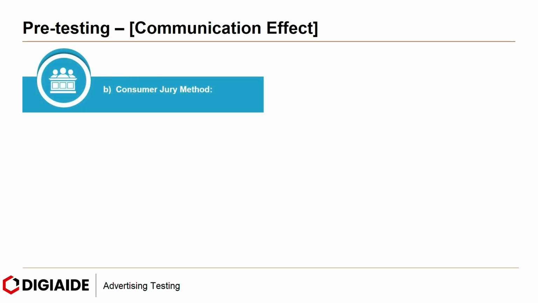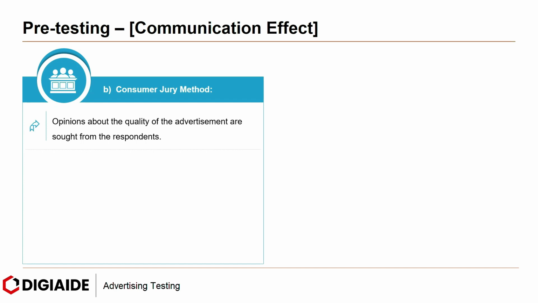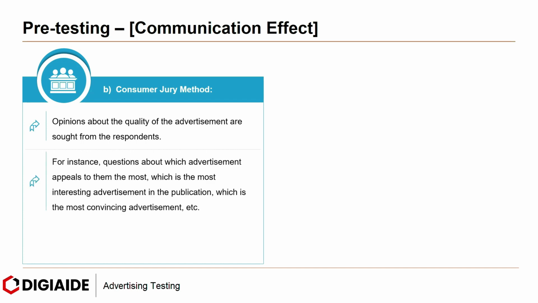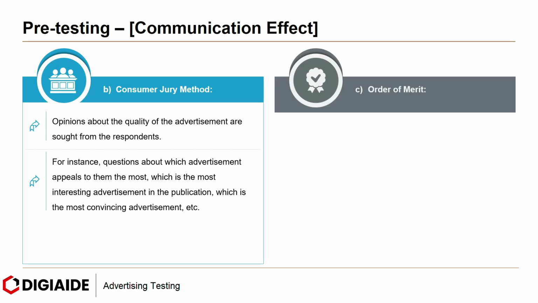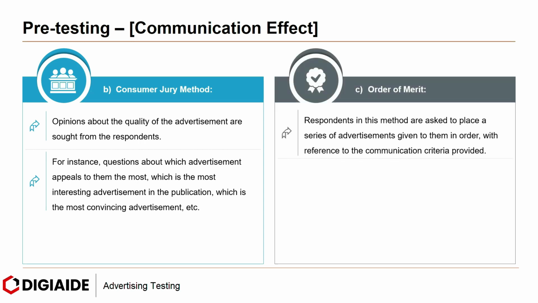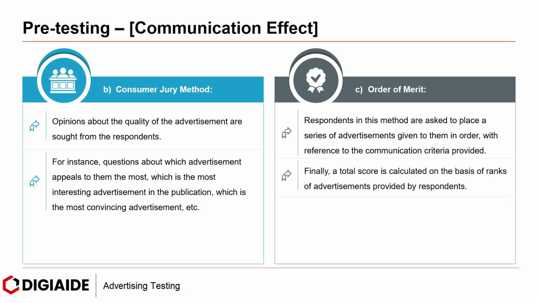Next, the consumer jury method. Opinions about the quality of the advertisement are sought from the respondents. For instance, questions about which advertisement appeals to them the most, which is the most interesting advertisement in the publication, which is the most convincing advertisement, etc. The next in line is the order of merit. Respondents in this method are asked to place a series of advertisements given to them in order with reference to the communication criteria provided. Finally, a total score is calculated on the basis of ranks of advertisements provided by respondents. The rank of an advertisement increases from number 1 to higher numbers.